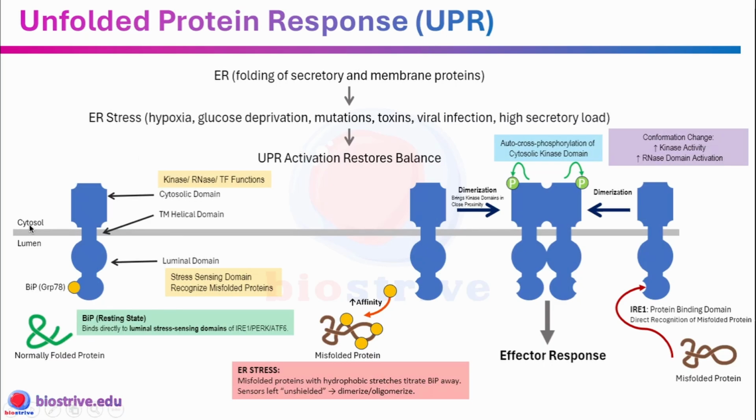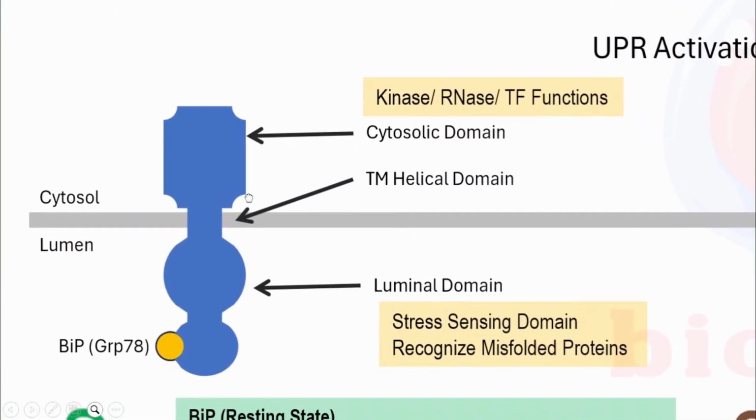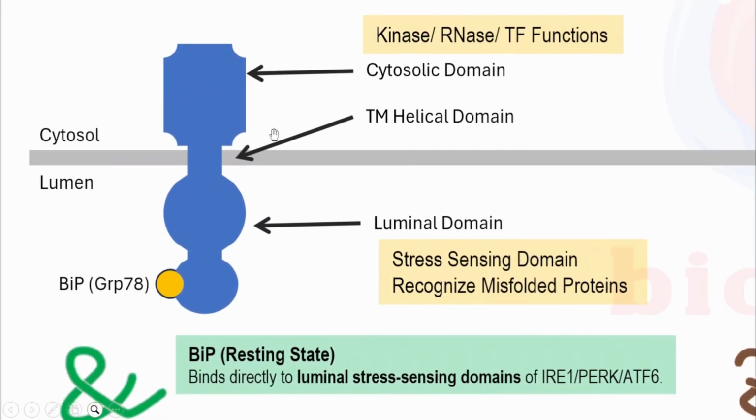To understand the UPR system, we must understand that on the membrane of the endoplasmic reticulum, there are certain specific receptors which sense the normally folded proteins as well as misfolded proteins. And when they sense that proteins are misfolded, they will take action. They will start downstream signaling and will lead to an effector response. You can see here is a generalized structure of a sensor present in the endoplasmic reticulum membrane. On the upper side we have cytoplasm, on the lower side we have the endoplasmic reticulum lumen.